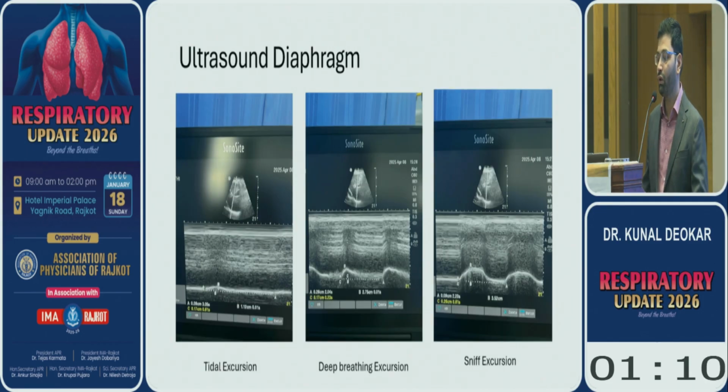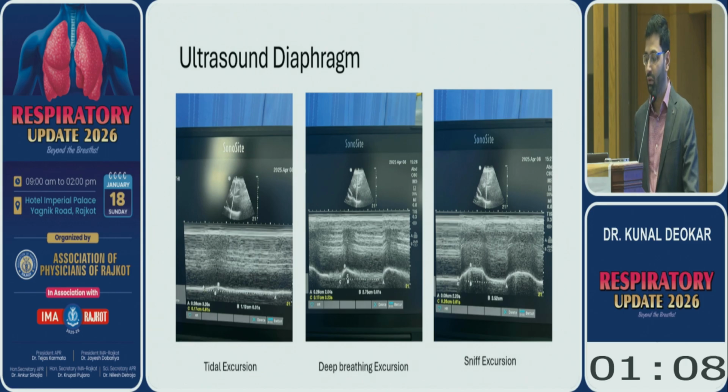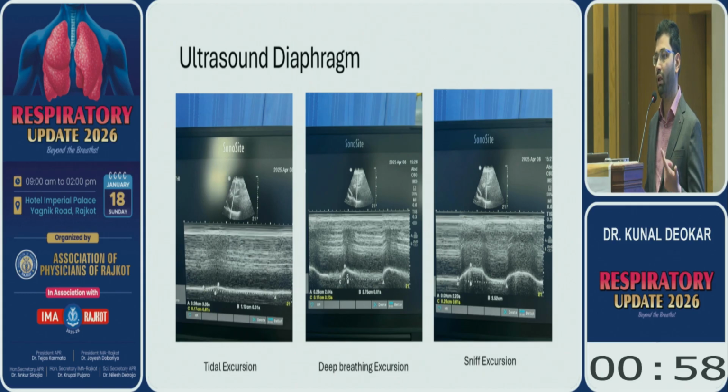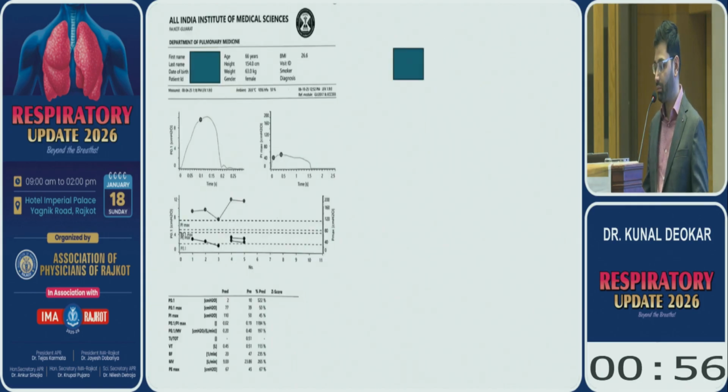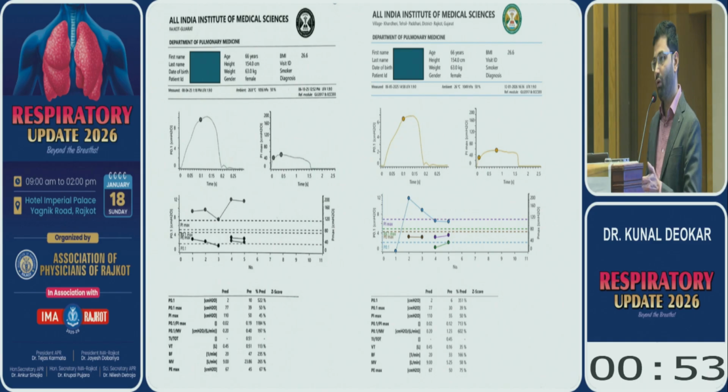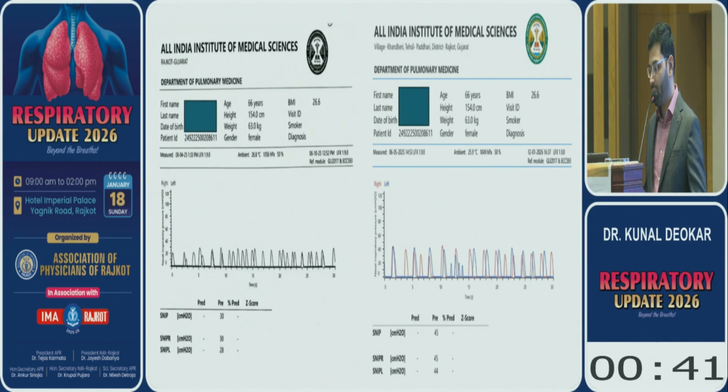And then we also did an ultrasound of the diaphragm, and what we saw is that though the tidal excursion was normal, during deep breathing and sniff the excursion was reduced, confirming diaphragmatic involvement and expiratory muscle involvement. And then during follow-up after 3 months, we repeated her MIP, MEP, SNIP, and if you see, MIP has increased from 50 to 55, MEP has increased from 45 to 50, and SNIP has increased from 30 to 45, suggesting good response to immunosuppressants and steroids.